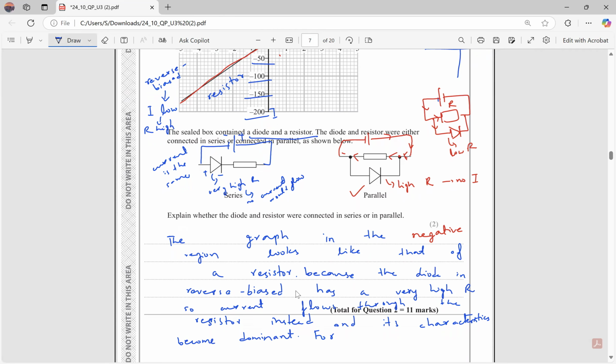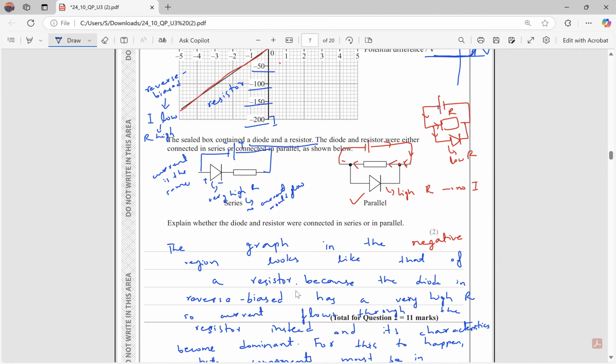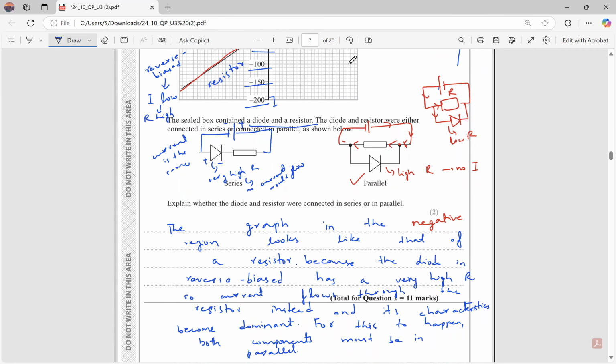For this to happen, both components must be in parallel. Because why? Again, if they were in series and the circuit was reverse biased, there would be no current flowing. The graph would look like that of a diode because the diode would have a much higher resistance than the other resistor.